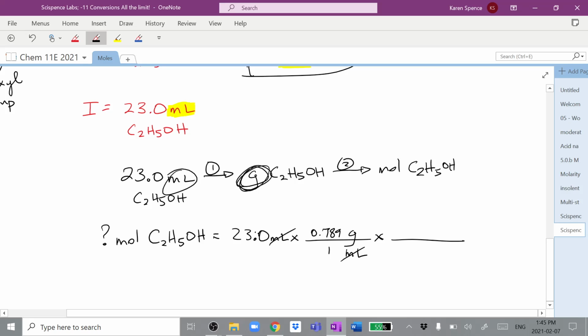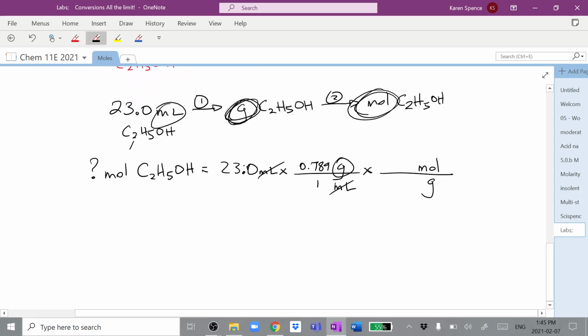Next, I need to go from grams to moles. So I need to cancel my grams and find my moles. And oh, heck, I need a molar mass for this thing, don't I? So I have, let's see, 2 carbons. I have 6 hydrogens. 5 plus 1 is 6. And I have 1 oxygen. And so that is 2 times 12 is 24.0, 6 times 1 is 6.0, and 1 times 16 is 16.0. And I get, let's see, that is 10, 16, carry the 1 is 46.